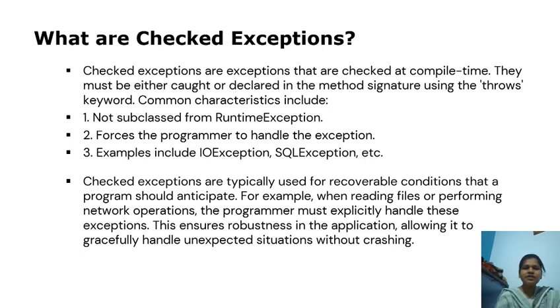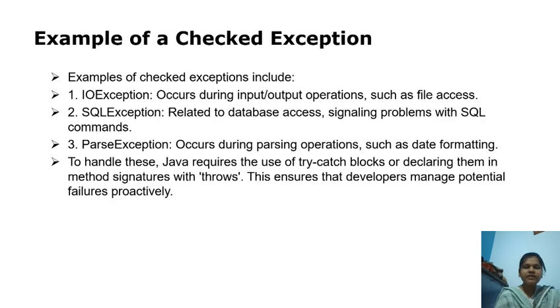Checked exceptions are typically used for recoverable conditions that a program should anticipate. For example, when reading files or in network operations, the programmer must explicitly handle these exceptions. This ensures robustness in the application, allowing it to gracefully handle unexpected situations without crashing. There are examples of checked exceptions: IOException and SQLException.